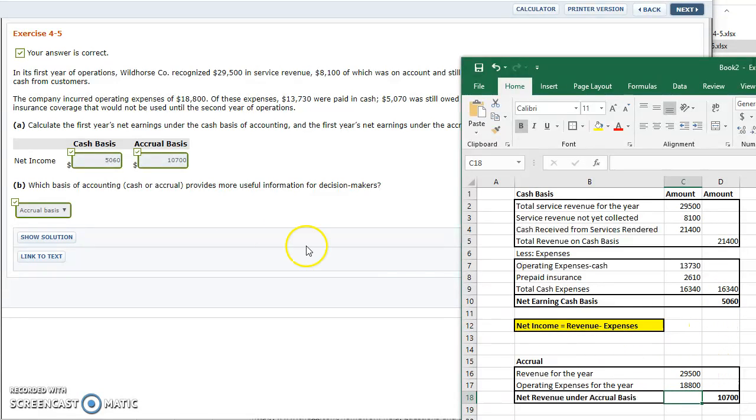So our next part of the question is which basis of accounting, cash or accrual, is going to provide more useful information for the decision makers? Well, the cash is a little bit easier for them to do as they're going along. However, the accrual gives them a better picture of what's actually happening with the company. And so that's going to provide more useful information for the decision makers.